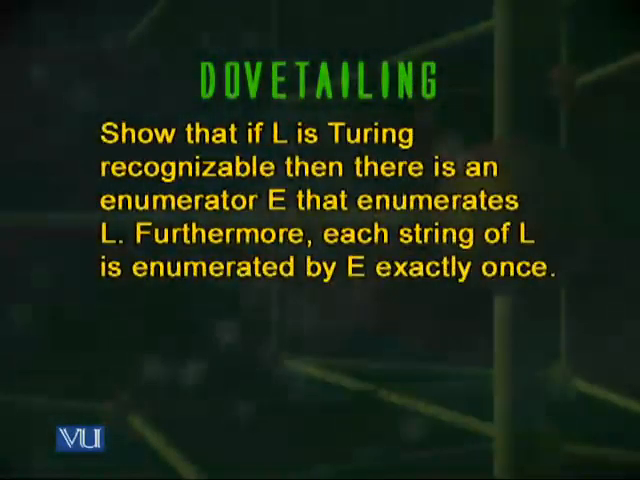So a very simple exercise for you is the following. Show that if L is a Turing recognizable language, then there is an enumerator E that enumerates the language L. Furthermore, each string of L is enumerated by the enumerator exactly once. This exercise is not very difficult, and you should be able to do it without much problem. Let us now talk a little bit about what we have achieved by studying Turing machines and defining them.